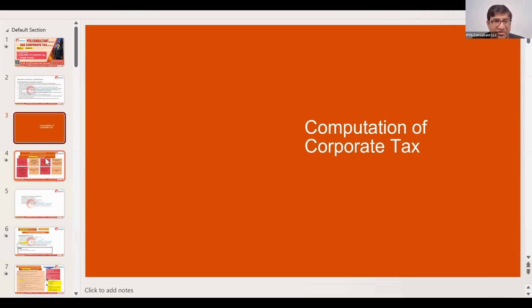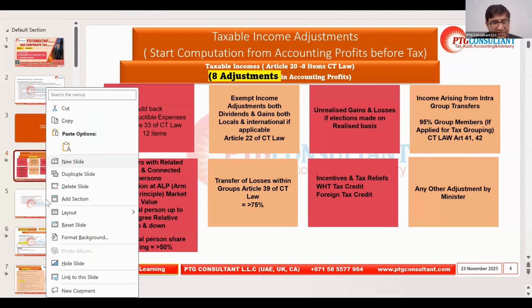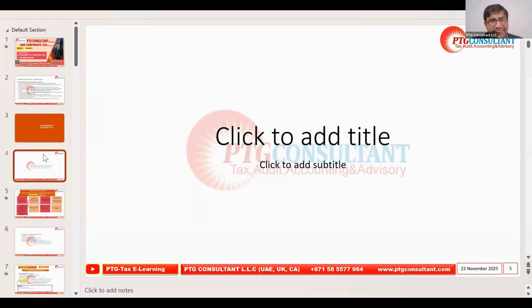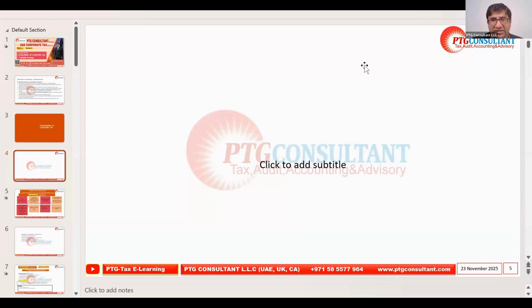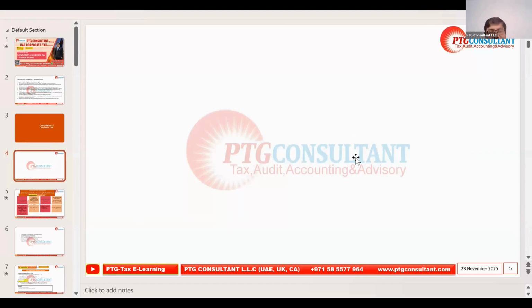Okay, here is the computation of corporate tax. Let's understand the computation of corporate tax, how and from where it will start. Mostly we are familiar with how it starts, but still, I wish we could have a little bit of understanding before moving forward. If anyone wants to share their point of view or understanding, most welcome.